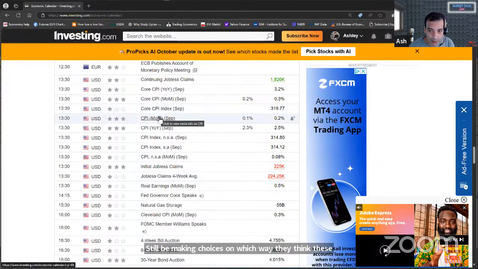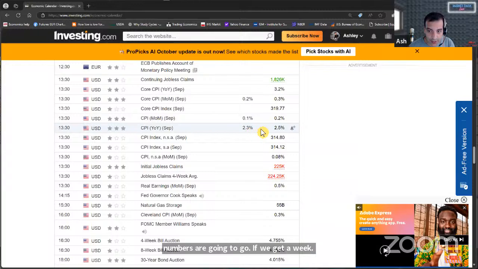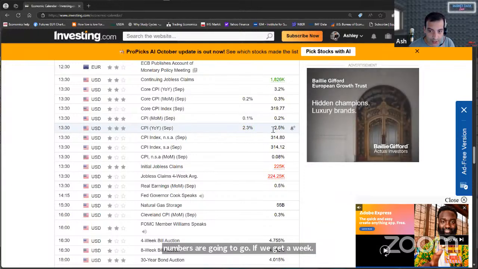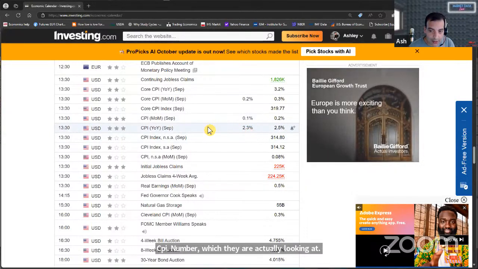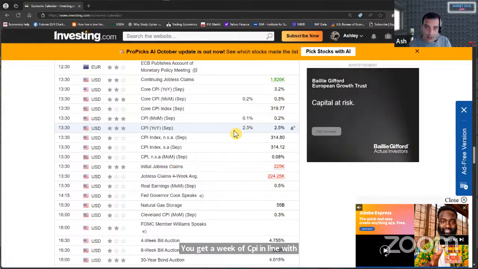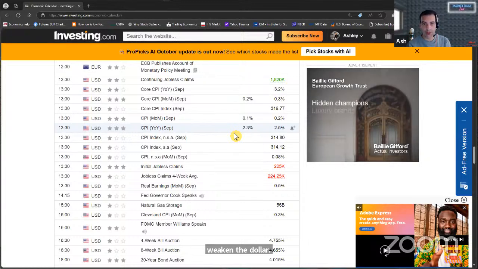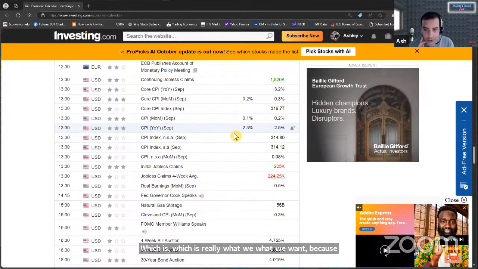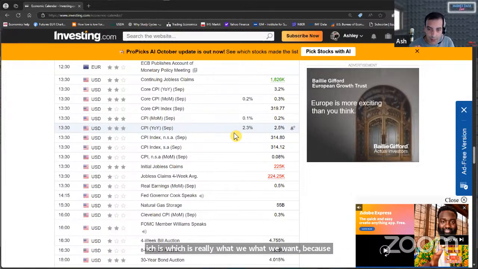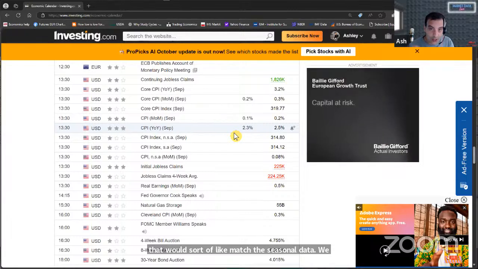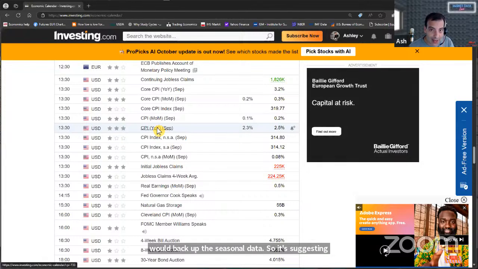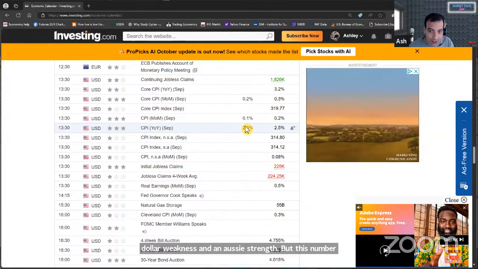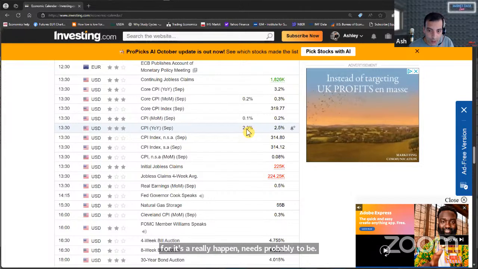If we get a weak CPI number, and they're actually forecasting CPI to come from 2.5 to 2.3, a weaker CPI number in line with this would potentially weaken the dollar, which is really what we want, because that would match the seasonal data. We don't know about the COT data because that will be released next Friday, but it would back up the seasonal data. It's suggesting dollar weakness and Aussie strength, but for it to really happen, this number probably needs to be 2.3 and below. That's what we'd be looking at.